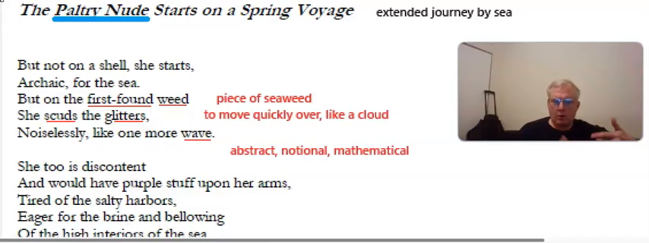But moreover, she is in diametrical opposition directionally to the Venus. The Venus, as we saw in the painting, is coming ashore. She is starting for the sea. So one nude, the absolute nude, is arriving, whereas this upstart nude is departing.